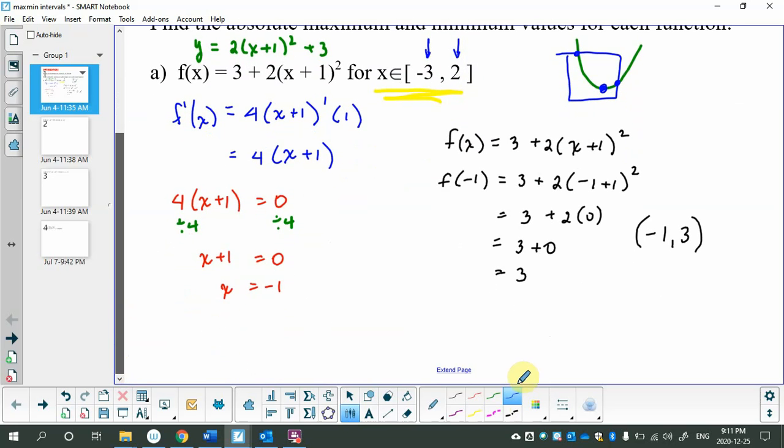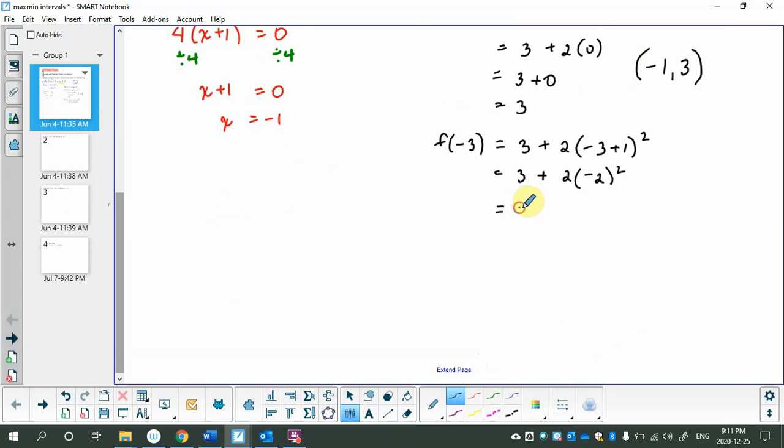So I'm about to do that now. So now I'm doing the -3. And again, I'm putting the -3 into the f of x to find y. And I'm putting it in wherever there's an x. So it's (-2) squared. And (-2) squared is 4. And 2 times 4 is 8. And 3 plus 8 is 11. So I also have that point.